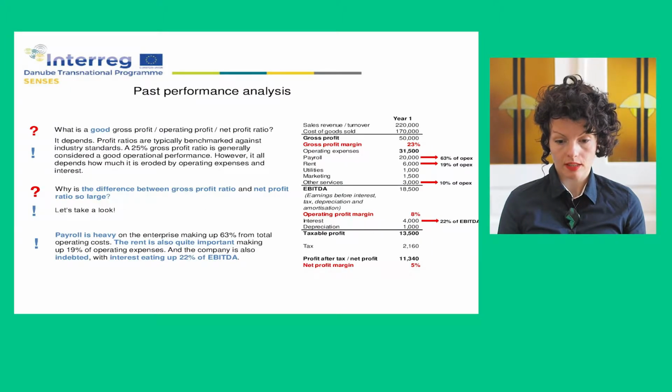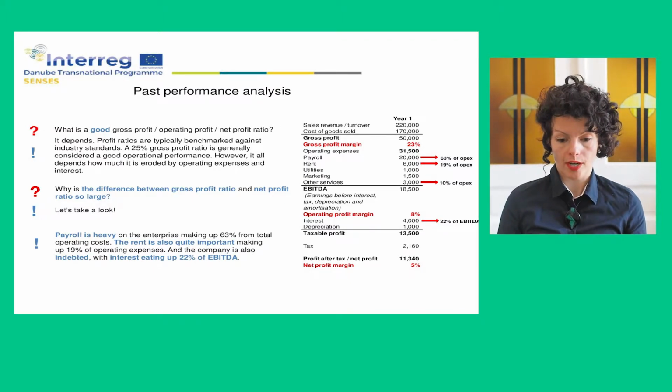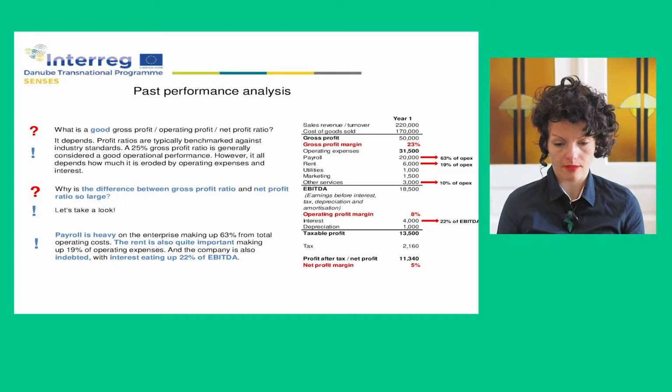On this slide, let's think about what is a good gross profit, operating profit, or net profit ratio. It all depends. Profit ratios are typically benchmarked against industry standards. A 25% gross profit ratio is generally considered a good operational performance. However, it all depends how much it is eroded by operating expenses and interest. So what is the difference between gross profit ratio and net profit ratio, and why is it so large? Let's take a look together.